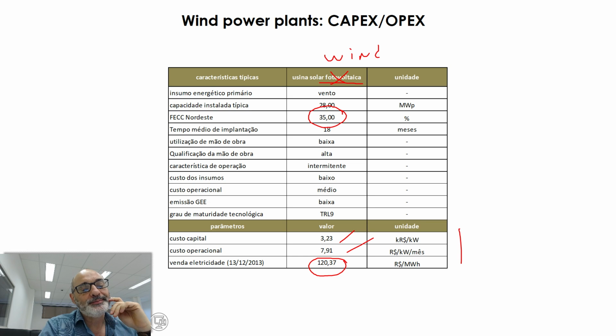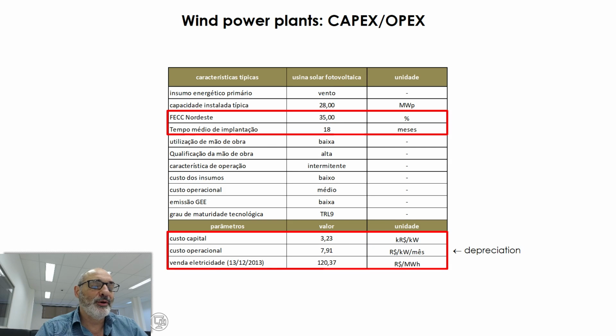35%. This means that you're going to generate 35% of your installed power. And why is that? Because winds are intermittent. Sometimes you have wind, sometimes you don't have wind. So in Chapada do Araripe, the capacity factor is 35%, which is a very good number compared to other places in which you have wind farms.